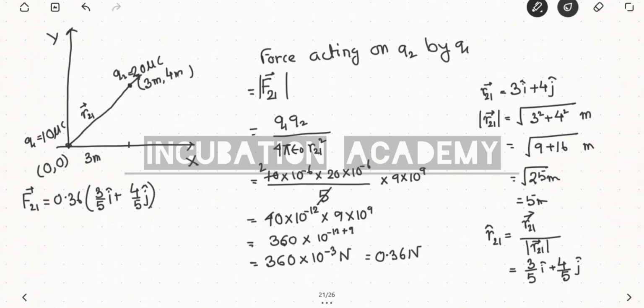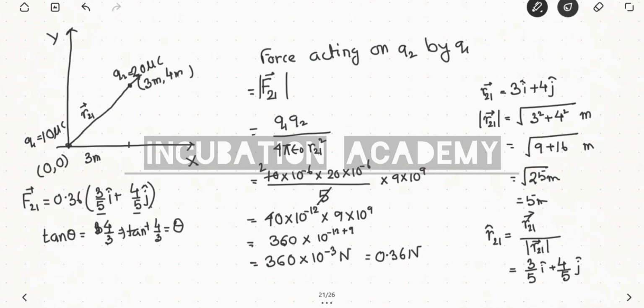We can write it this way, or sometimes we write the direction in terms of an angle. If 3 by 5 is the x and 4 by 5 is the y, then what is the value of tan theta? Tan theta is y by x, so not 3, it is 4 divided by 3. So theta equals tan inverse 4 by 3.